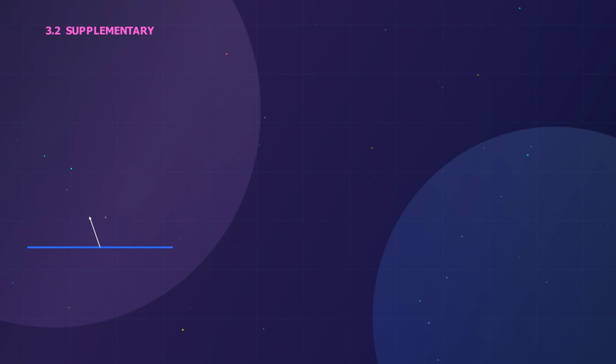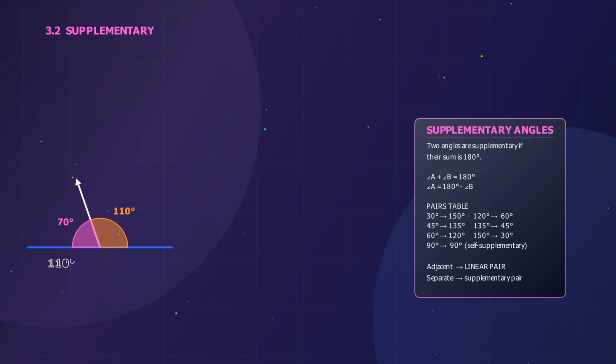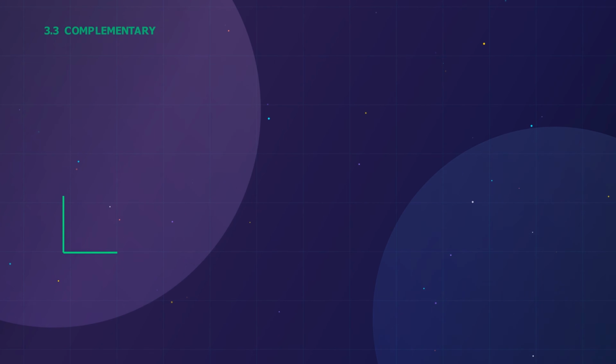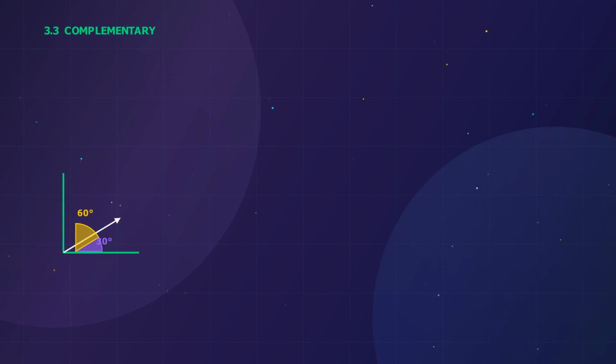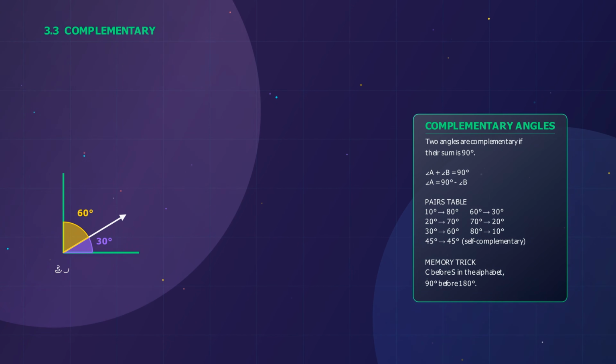The supplementary angles theorem. 2 angles are supplementary when they add up to exactly 180 degrees. Think of them as 2 puzzle pieces that perfectly complete a straight line. The complementary angles theorem. 2 angles are complementary when they add up to exactly 90 degrees. The word complementary shares its root with complete, because together these 2 angles complete a perfect right angle.